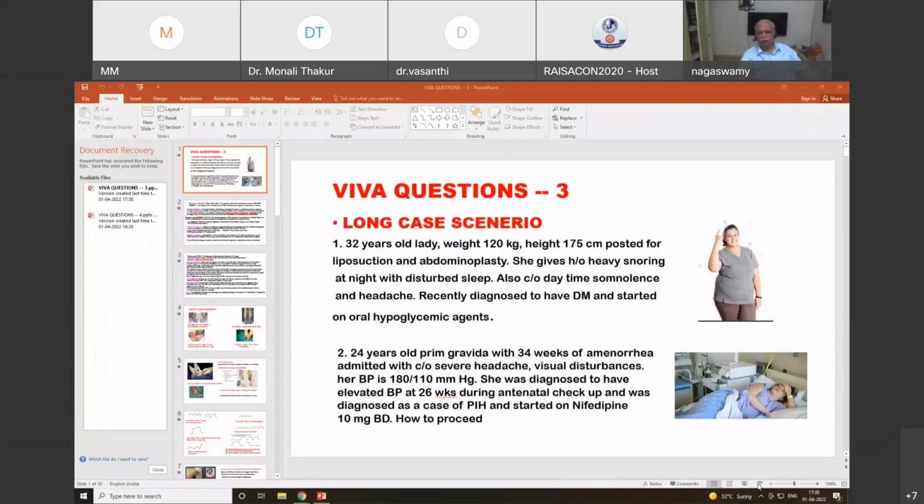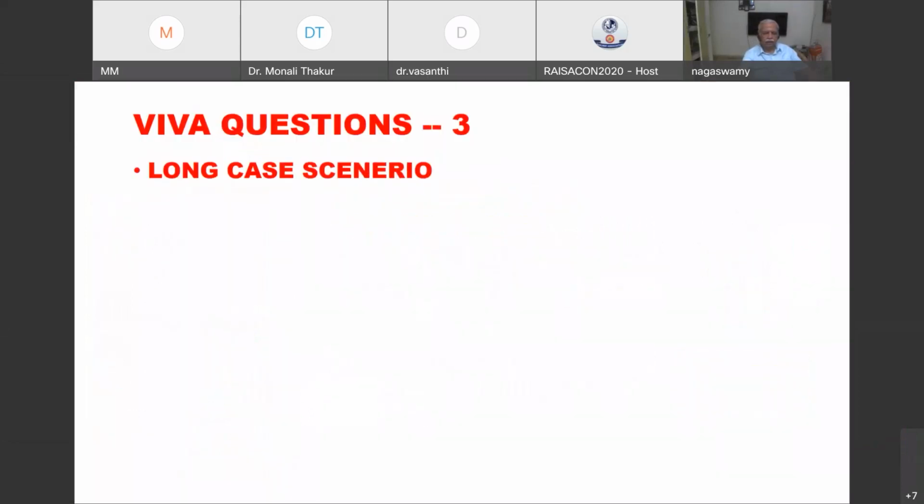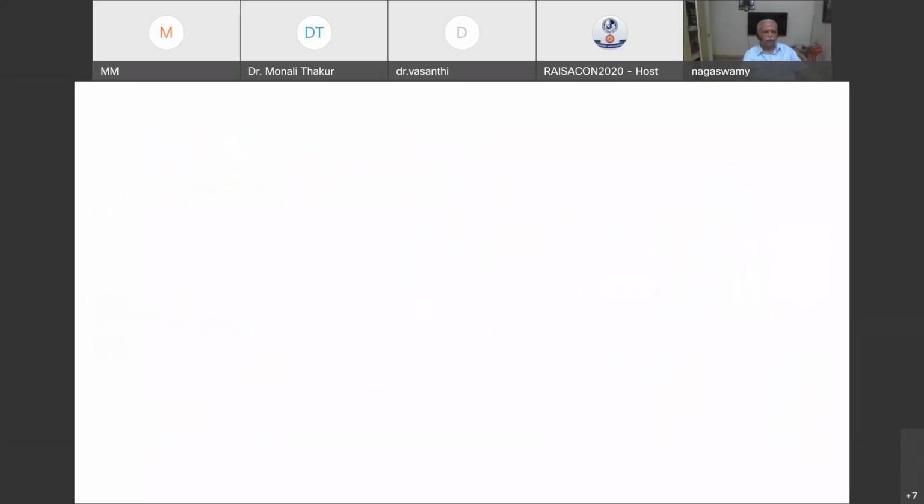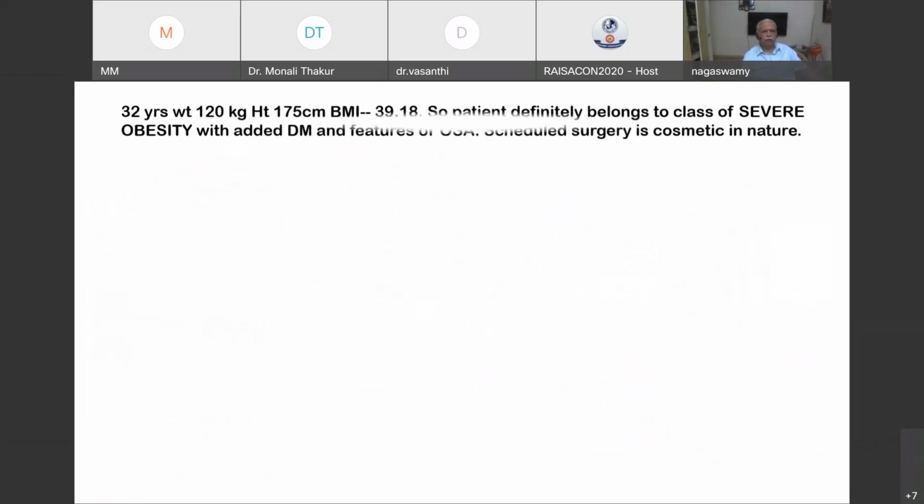So, for want of time, I'll go through this quickly. This is the case scenario we have seen. For your convenience, I have made out the list of how to go about these cases. 32 years old, 120 kg, 175 cm, calculated BMI came as 39.18. So the patient belongs to the class of severe obesity, with added DM and features of obstructive sleep apnea. Scheduled surgery is cosmetic in nature.